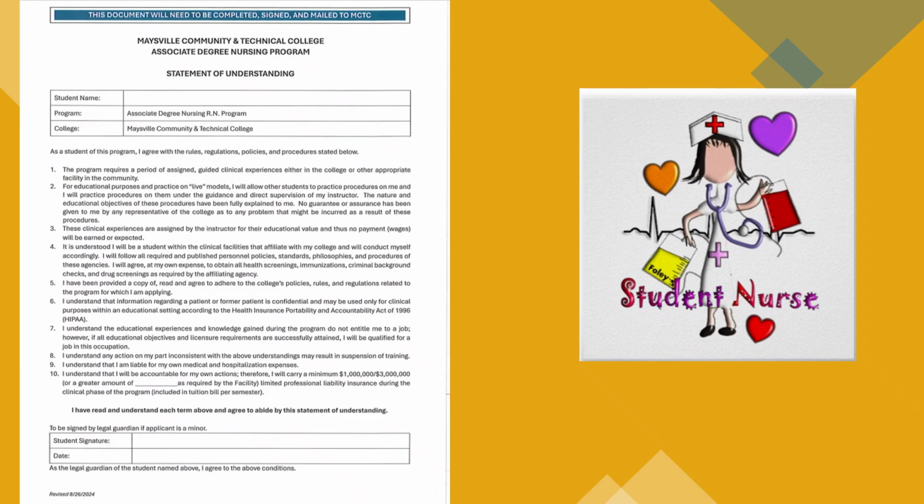Breaking HIPAA can result in a huge fine for students, up to $250,000 of your money. It wouldn't be covered under the liability insurance. So we all live in small towns. MCTC is basically every campus is in a small rural area and everybody knows everybody.